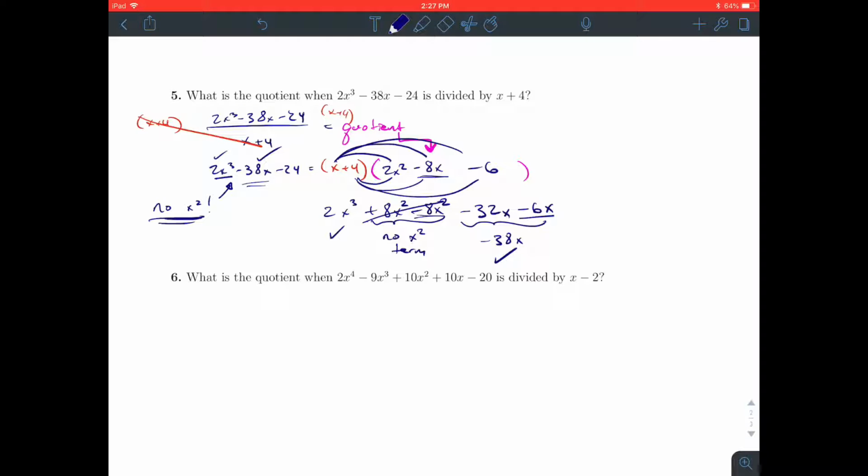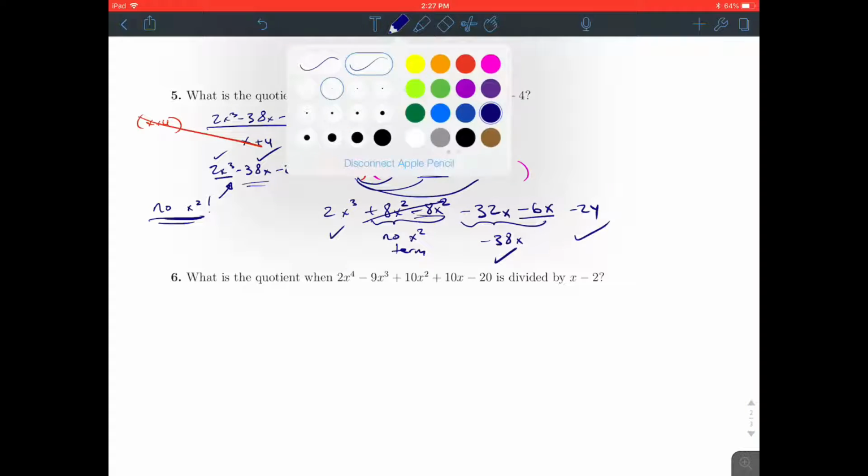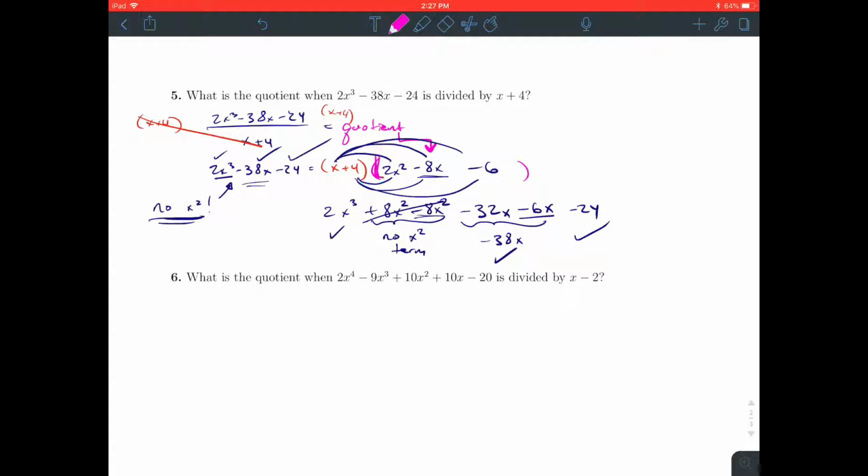And then 4 times negative 6 is negative 24, which is great because that's exactly what we wanted to end with. So where is our answer to this problem? The answer to our problem is the pink quotient right here.